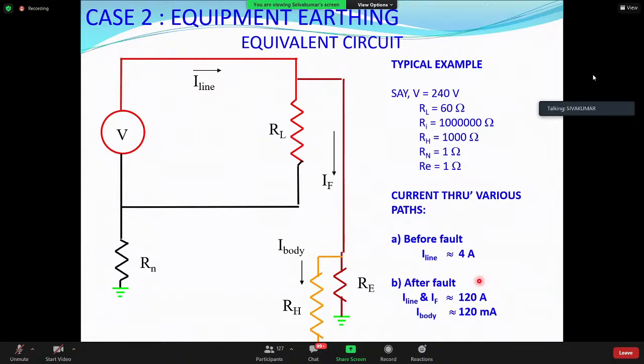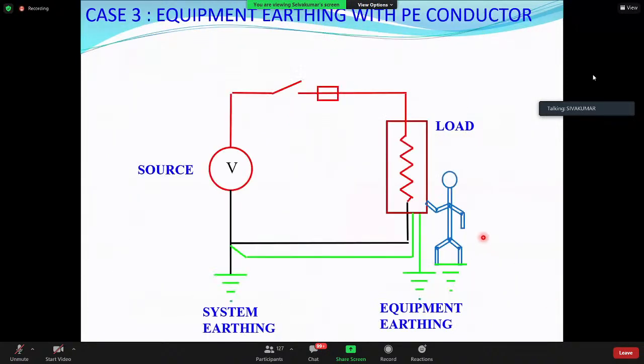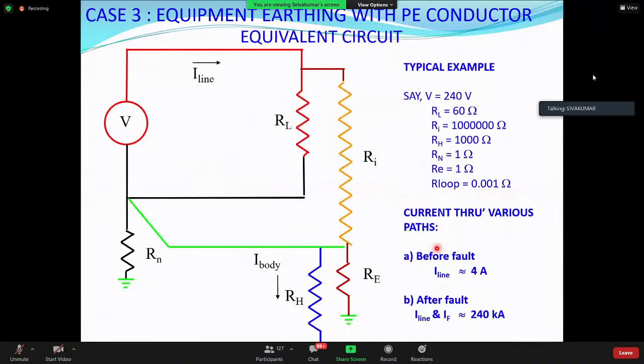Now you are connecting a metal conductor between the two earth pits. Now we draw the equivalent circuit. Whenever the insulation fails here, whether you maintain this earth pit or not, current is going to flow through the solid conductor. Current is going to flow because you cannot change the parameter of this constant of the solid conductor.